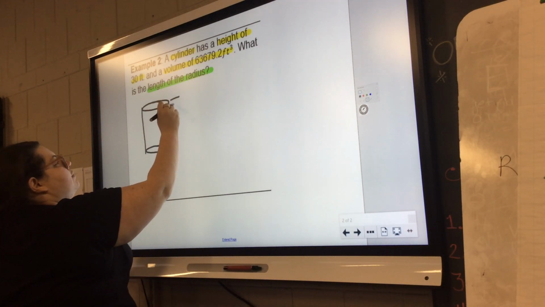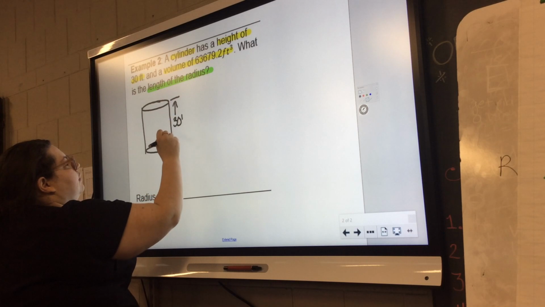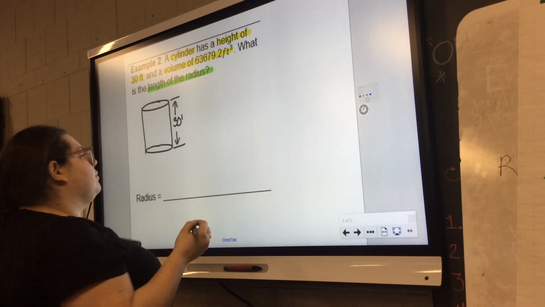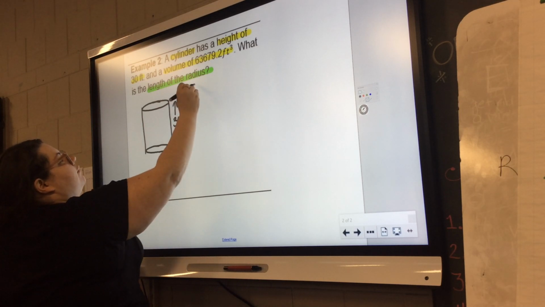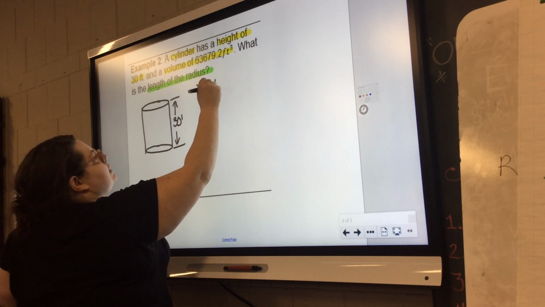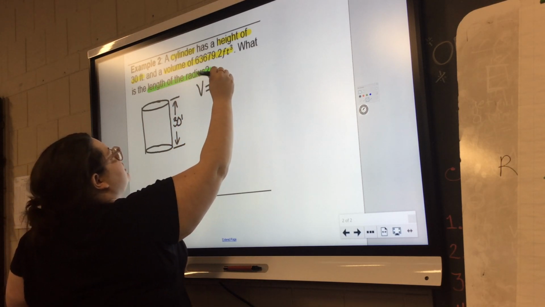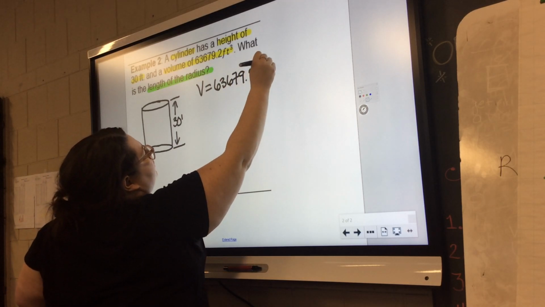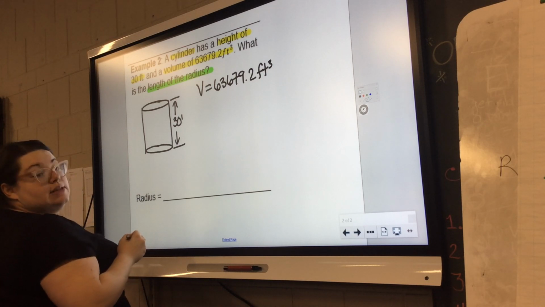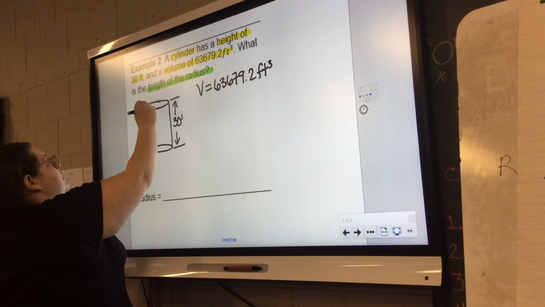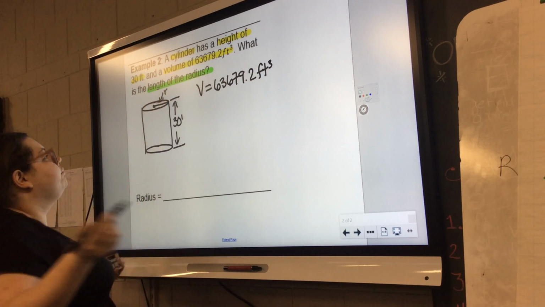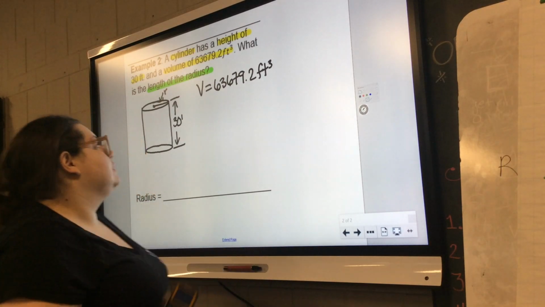I'm going to use my information from above to fill in my picture and see what I'm missing. So they said that my height was 30 feet. Remember, that little dash means feet, two of them means inches. They said that our volume is 63,679.2 cubic feet, okay? And they also said that our radius, which is from the center of the circle to the edge, is unknown. So we're going to leave that as just r, representing the unknown. We don't know what the radius is.